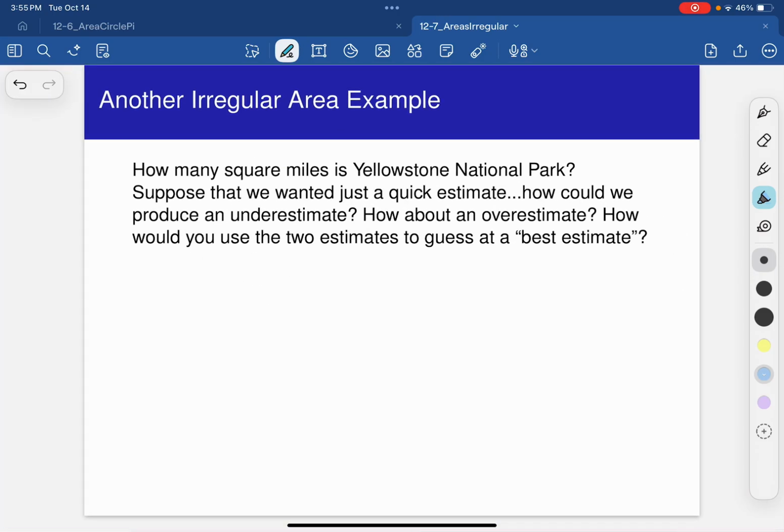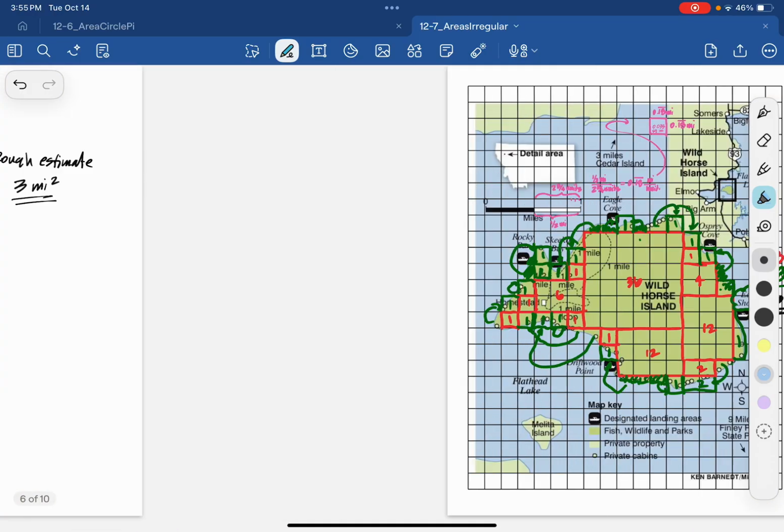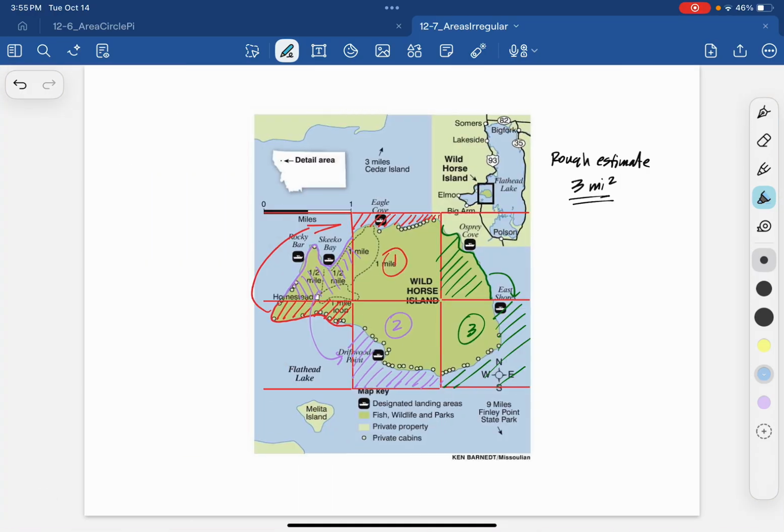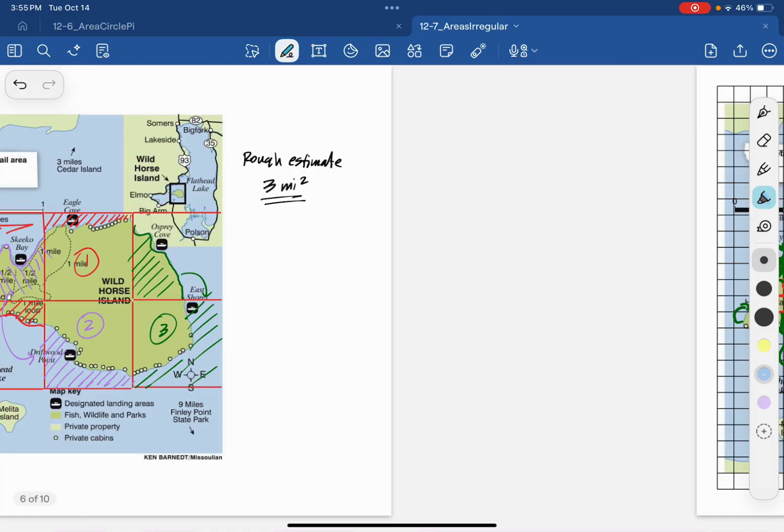This one I want you to try on your own. So how many square miles is Yellowstone National Park? Suppose that you wanted just a quick estimate. How could you produce an underestimate and an overestimate? So do a quick estimate like I did. By quick estimate, I mean something wild and quick and easy, right?